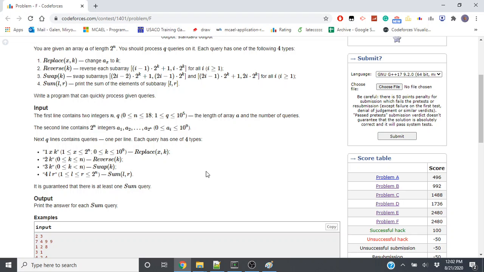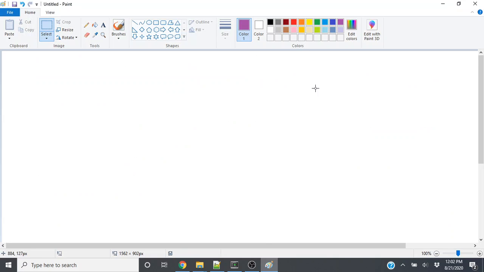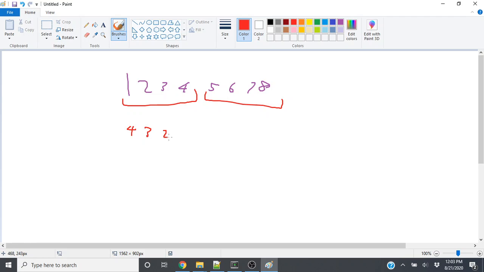Okay, so there are only n values of K and n is small. So what I'm guessing we want to do is apply each query quickly. Now, how we do this, I don't know. Let's say we have some array with 1, 2, 3, 4, 5, 6, 7, 8. Then we apply a reverse query on this to get 1, 8, 7, 6, 5.